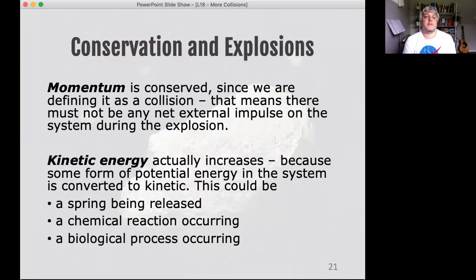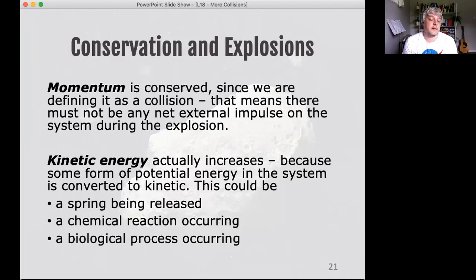So momentum is conserved. We're defining it as a collision with no net external impulse, so we must have momentum conservation. Right? That's our blanket rule. If there's no net external impulse, then there must be momentum conservation. The momentum of each part is obviously going to change because they were traveling together and now they're separated. That means the momentum of each part must have changed, but the total momentum of the system must not change. That's why we can treat it as a collision.